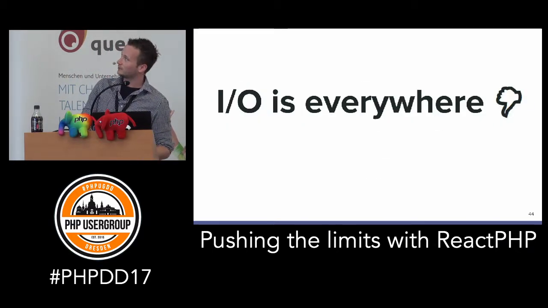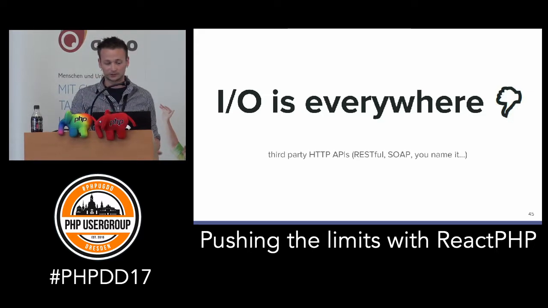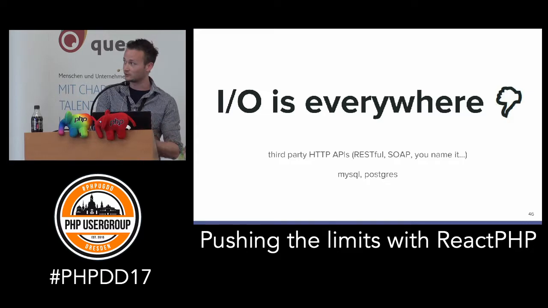But the bad thing about this is, oh my god, this looks terrible. I/O is everywhere. Let's face it. There's no way we can avoid input-output, because if we talk about third-party applications, third-party integrations, you're going to end up with input-output operations. Even if you're using a local database, such as MySQL or Postgres, if it's in your same network, or even if it's on the same machine, you still use input-output operations to communicate, to send queries, to receive data.